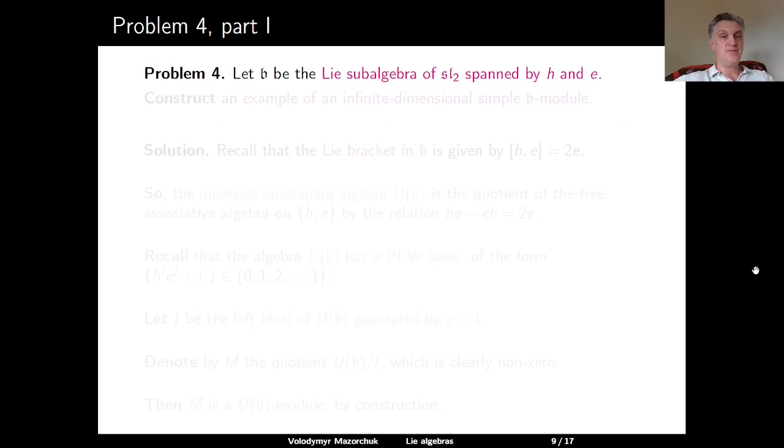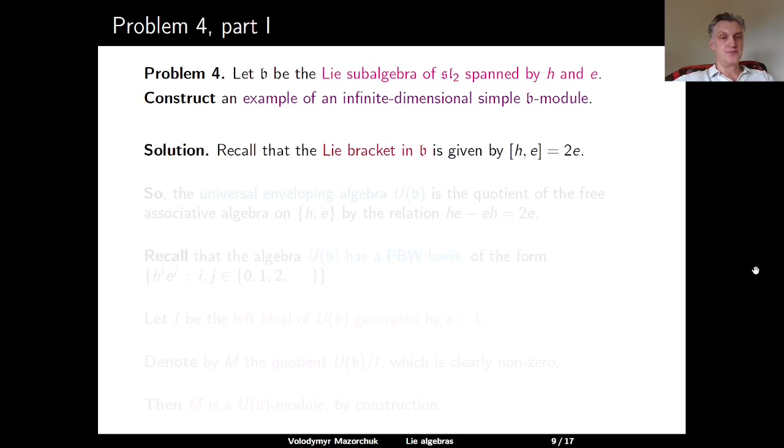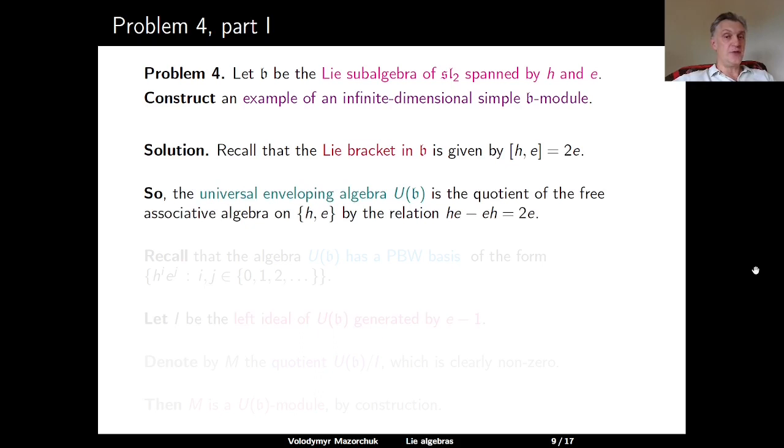Problem 4. Let B be the Lie subalgebra of sl2 spanned by H and E. Construct an example of an infinite-dimensional simple B module. Solution. Recall that the Lie bracket in B is given by the bracket of H and E is equal to 2E. So the universal enveloping algebra U of B is the quotient of the free associative algebra on the generators H and E by the relation that HE minus EH is equal to 2E.